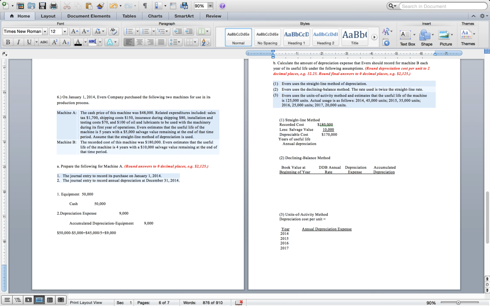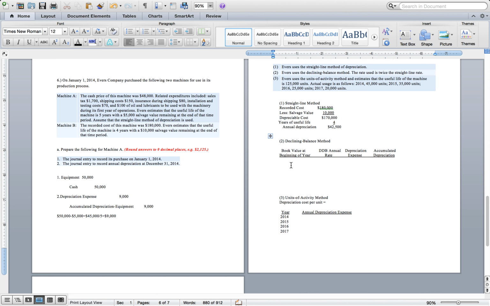Okay, and divide by its useful life, which in this case is 4 years. So if you take the 170 divided by 4 years, you will have $42,500 of annual depreciation for this asset. Now remember, it doesn't matter if you use it or don't use it, you get the same amount. Okay, let's get the next one now.